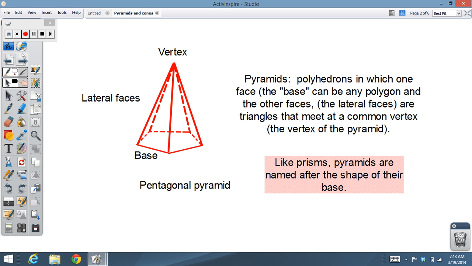All right, so a pyramid is a polyhedron in which one face, the base, can be any polygon, and then the other faces are the lateral faces. And these are all triangles, and they're going to meet at a common vertex. So you can check out the vocab. We've got a base that is right here.